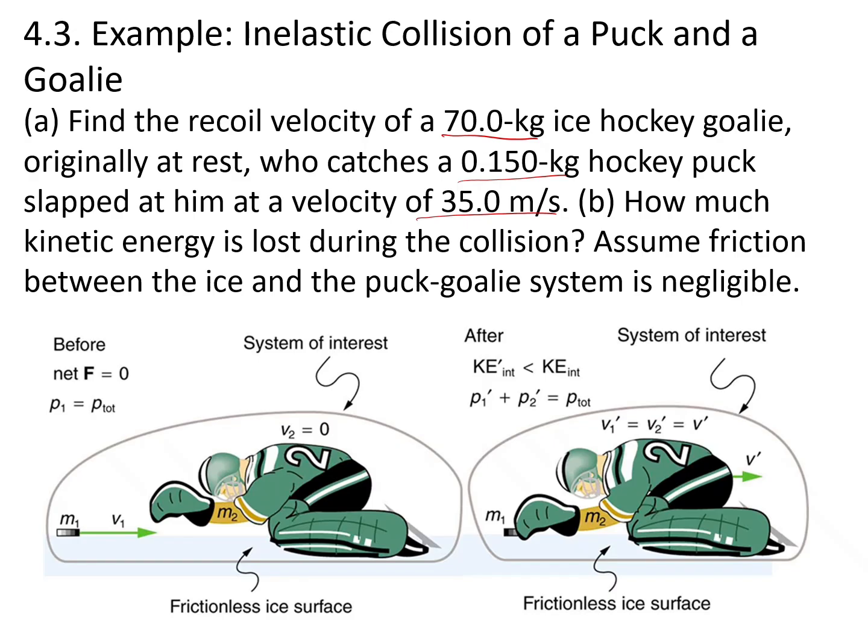Before calculating, let us make a prediction. The puck is moving very fast, but its mass is tiny compared with the goalie. After the goalie catches it, the combined puck-goalie system should move forward but very slowly. Now let us calculate the recoil velocity and the kinetic energy lost.